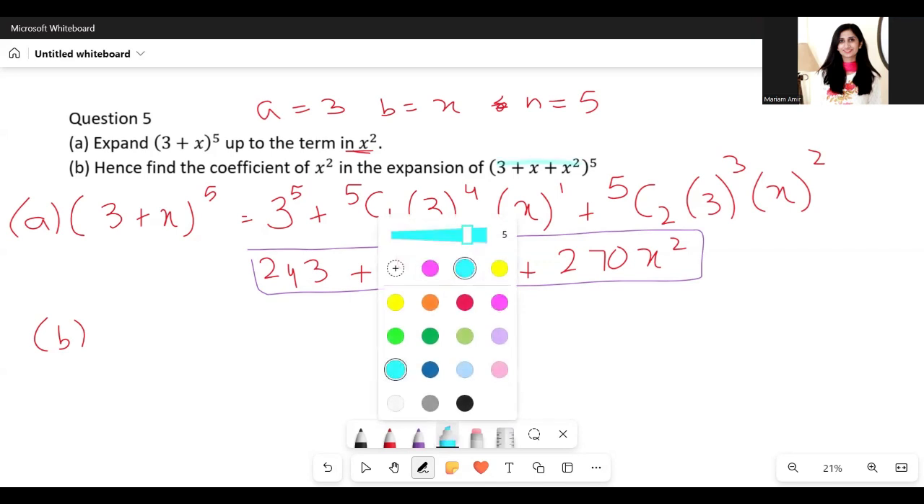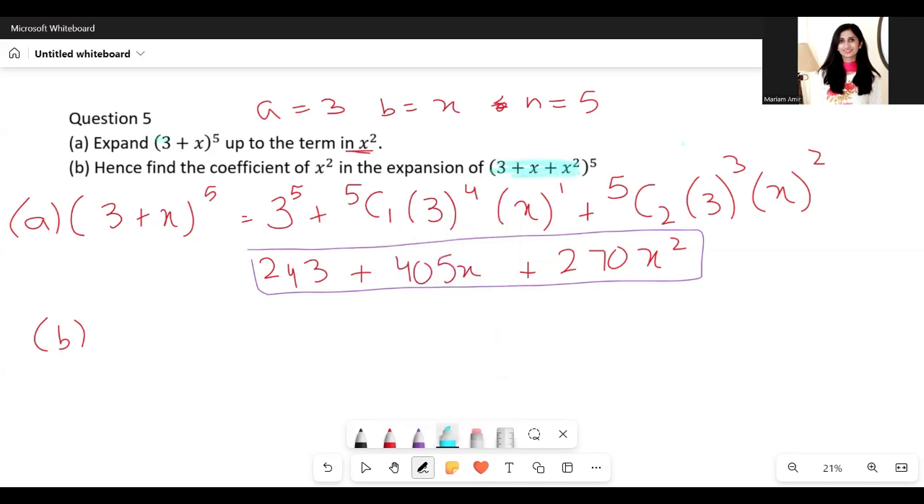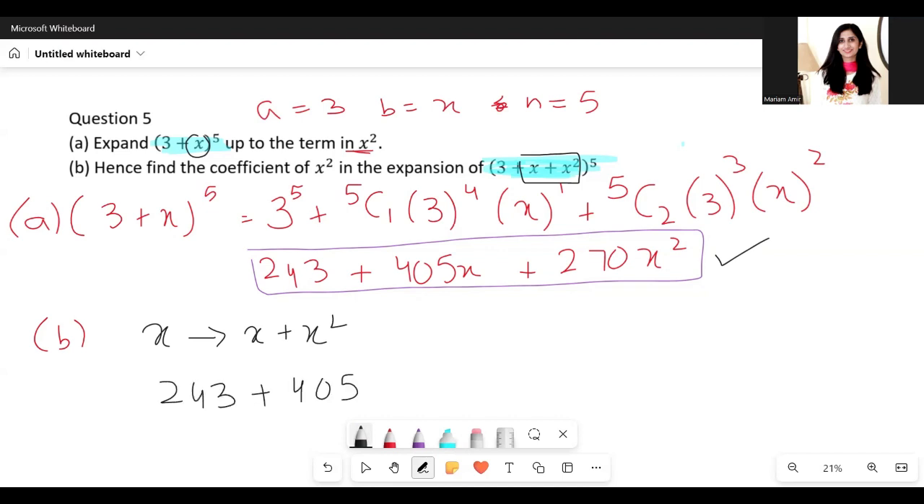Okay, now compare these two. What is the difference here? The only difference is that this x now becomes x plus x squared. The x in part A has become x plus x squared in part B. So the expansion is going to be the same. Just replace x with x plus x squared. We're going to do that. So 243 remains the same plus 405 bracket.